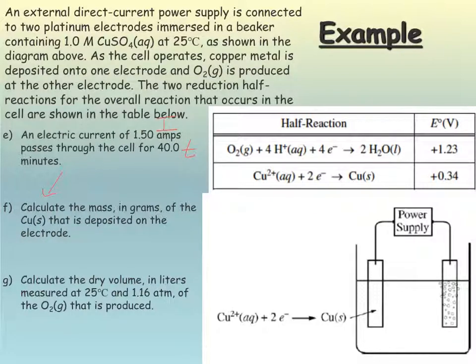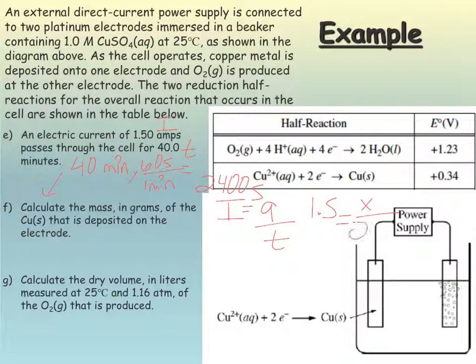All right, so first off, you've got to get your charge. In order to do that, you've got to plug it into I equals Q over T, but T needs to be in seconds, not minutes. So I'm going to get it out of minutes, into seconds. That's going to give us 2,400 seconds. Now if I use I equals Q over T, I have 1.5 amps for my I, looking for my Q, and my T is 2400, which gives me a charge of 3600. So I've got 3600 coulombs here.